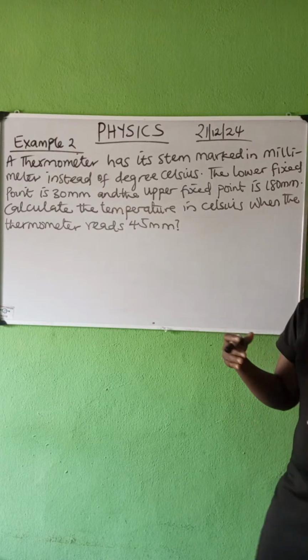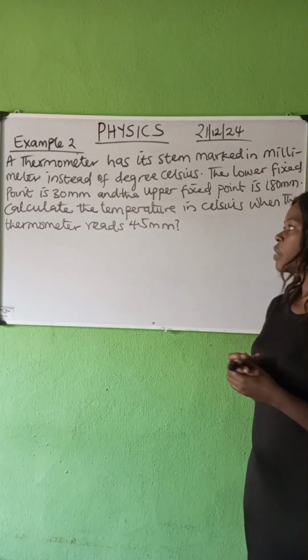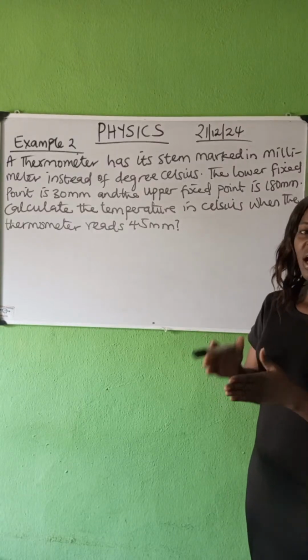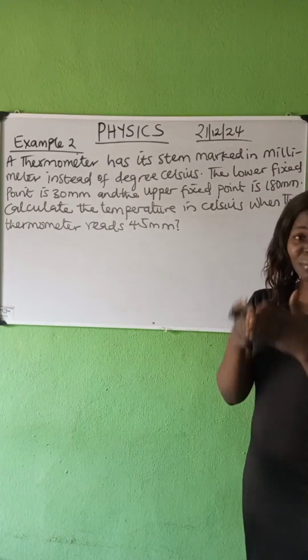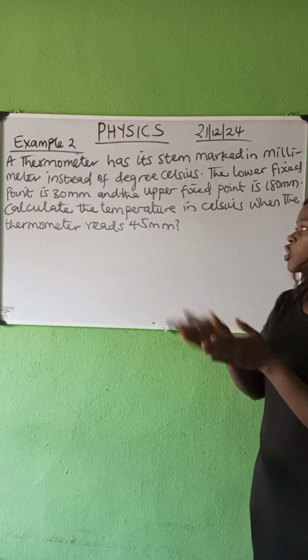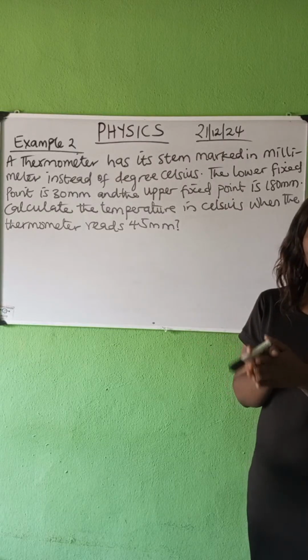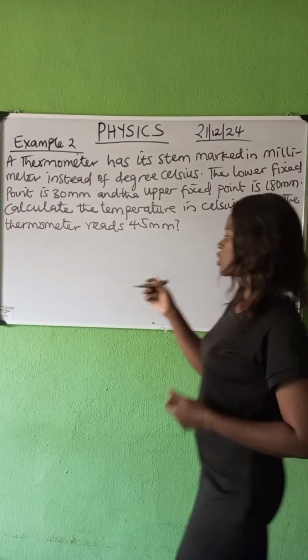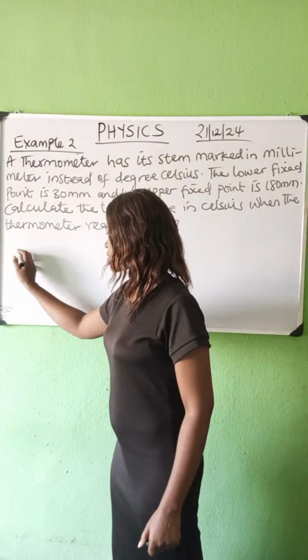It's still just the same way we solved the previous one. What we are going to do is to sketch our thermometer in millimeters and also compare it with that of degrees Celsius and find the unknown. All right, so let's sketch.